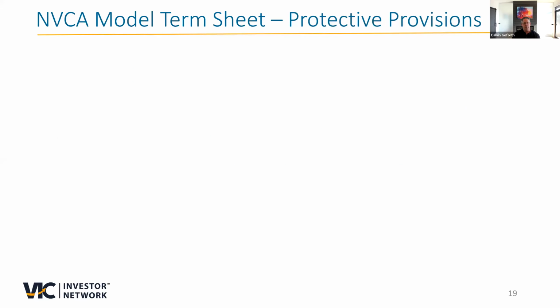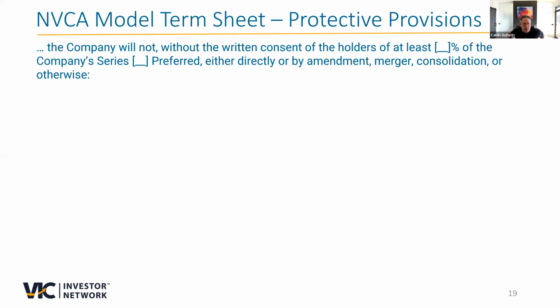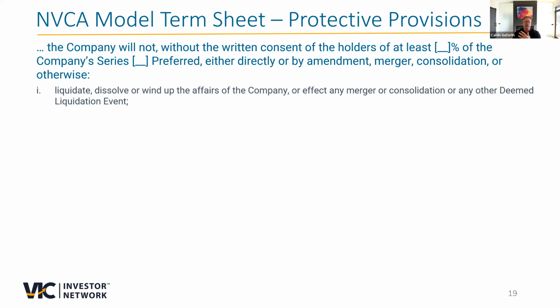There are various protective provisions that are defined. So in the model term sheet, you'll see a section that starts with "The company will not, without the written consent of the holders of at least blank percent, so maybe 60%, of the company's Series blank preferred, amend or change any of the following." So they basically need approval to do any of the following. You can't vote to sell the company or liquidate the company without the approval of this round of investors.